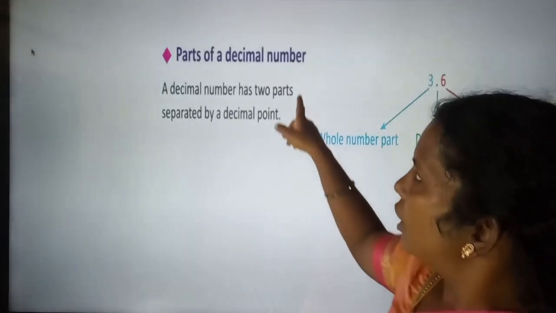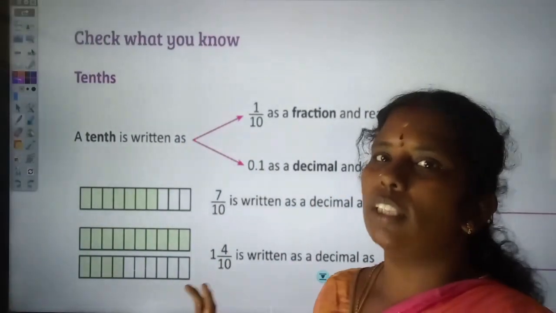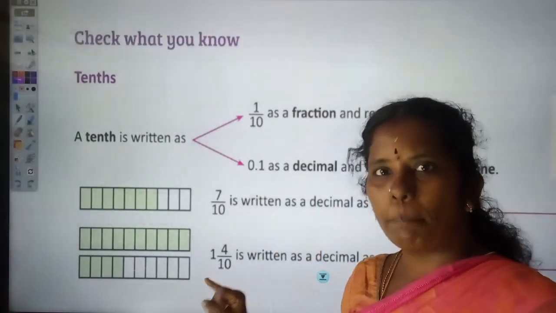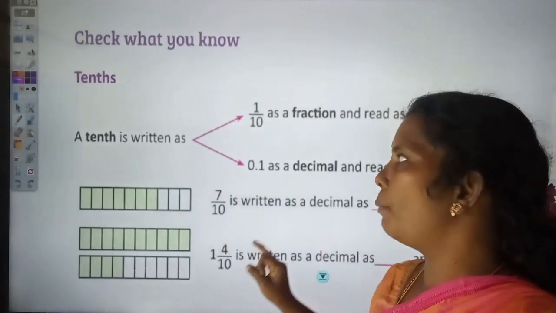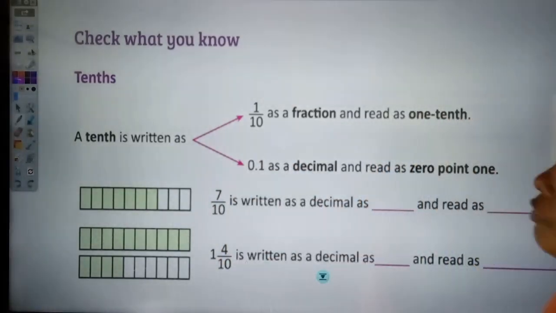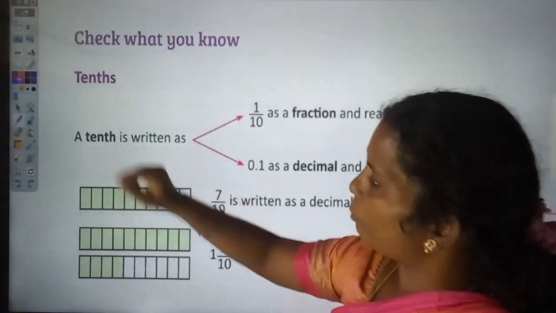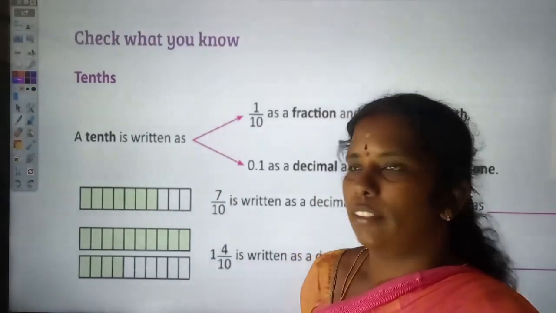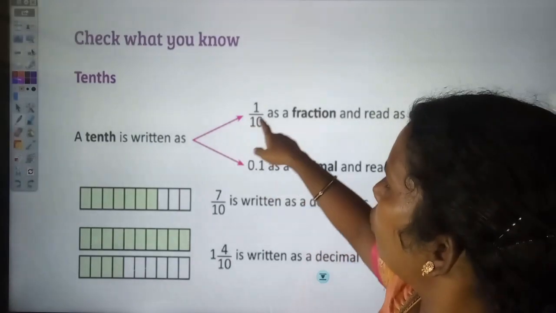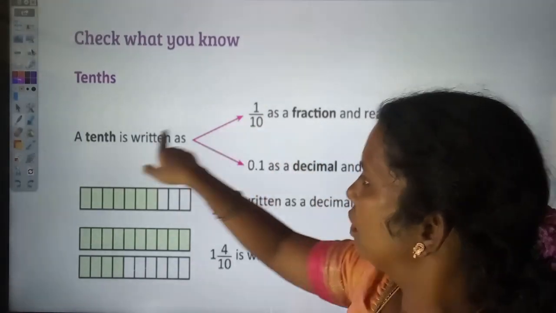Do you understand? A decimal number has two parts. One is the whole number part. Another one is the decimal part. Now we are going to see, check what you know. What is this tenth? Yes, tenth, we can say 1 by 10 is tenth.